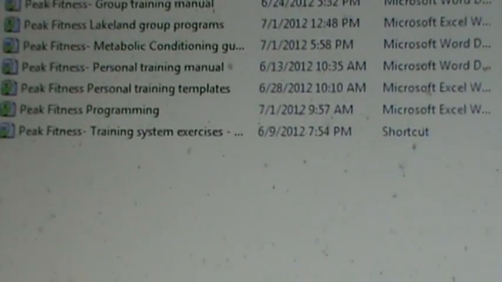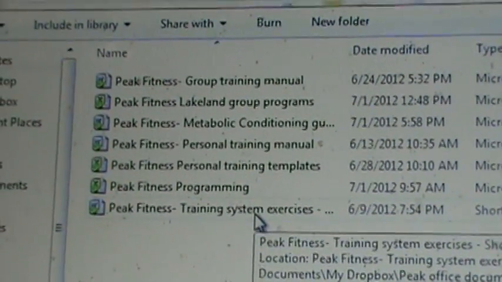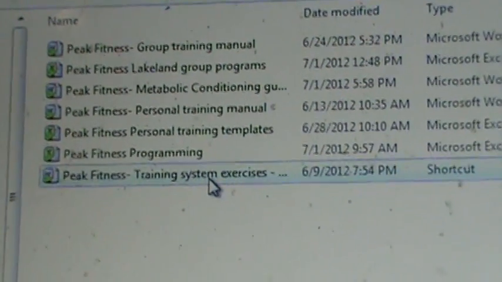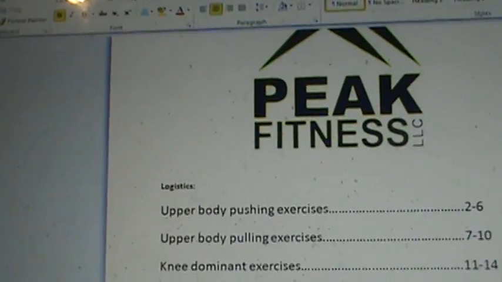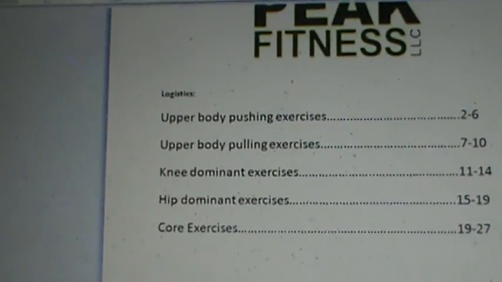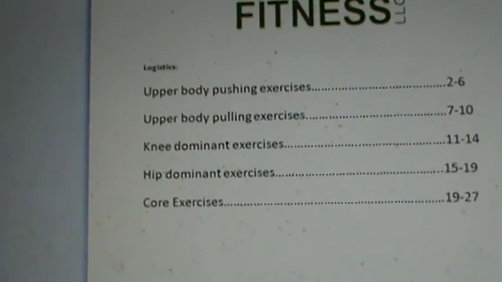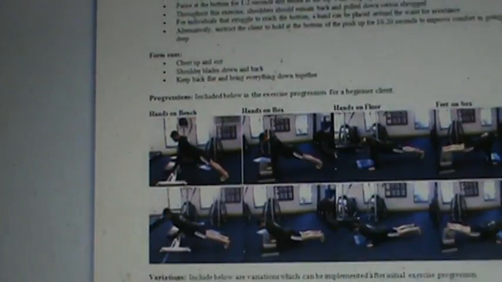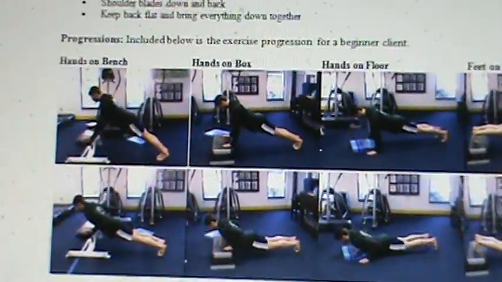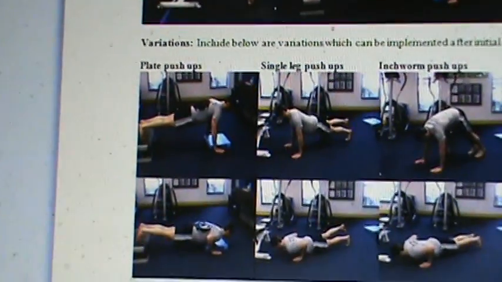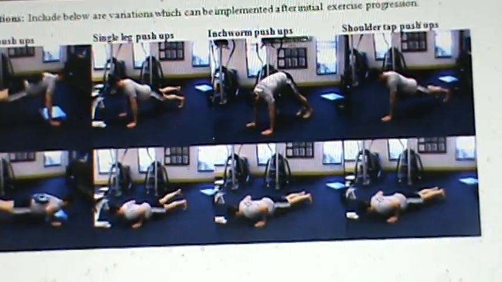All right. The one other thing with the exercises that might be of help to you is that in your Peak Fitness Lakeland folder, we've also included our training system exercises. And this is going to list out a library of most of the basic variations of pushing exercises, pulling exercises, knee and hip dominance that we use. So you can see the push up, and then different variations of how we progress a push up, and maybe different basic variations you can use.